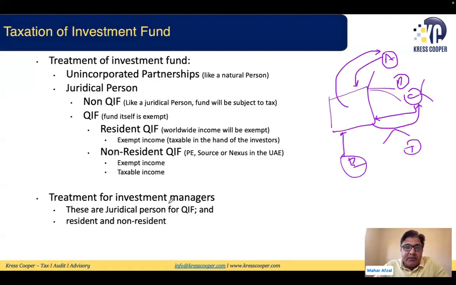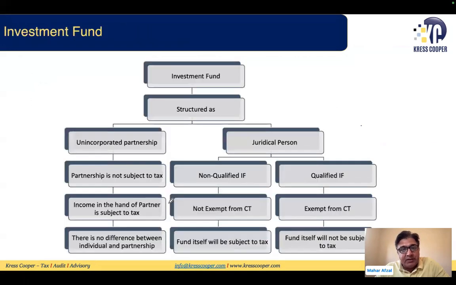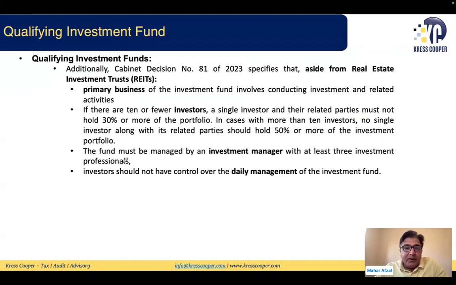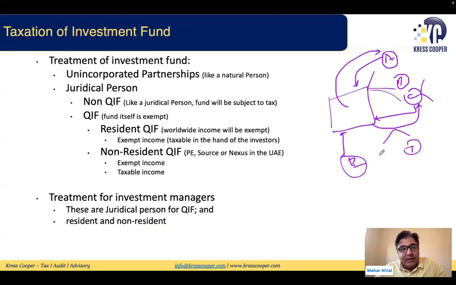Treatment for investment manager. Investment managers will be a juridical person for a qualifying investment fund as well. A natural person cannot become the investment manager. Why am I saying this? The reason is this third condition. They're saying the fund must be managed by an investment manager with at least 3 investment professionals. Means an individual person will not be there. They need to register a company, and they should be under the supervision of the competent authority. So I believe under this clause, the investment manager will be only a juridical person. It can be an unincorporated partnership, might be 3 people are there and working, but in most cases it will be a juridical person for a qualifying investment fund.